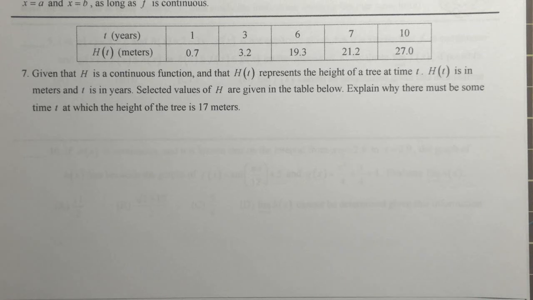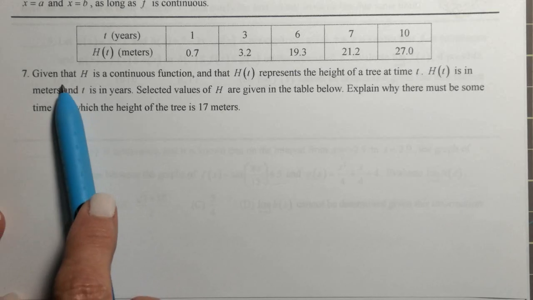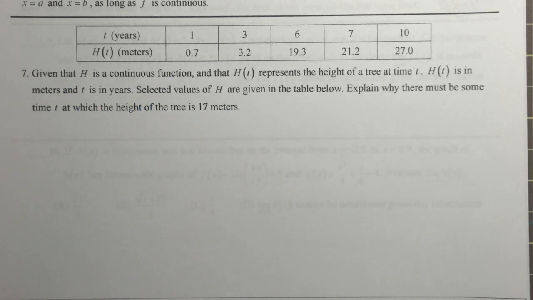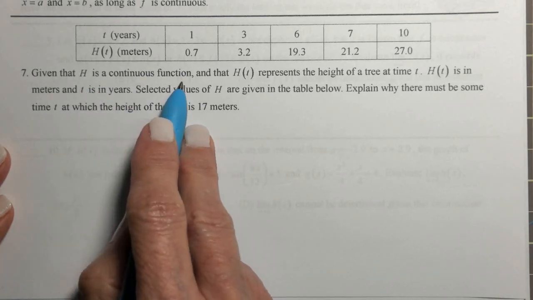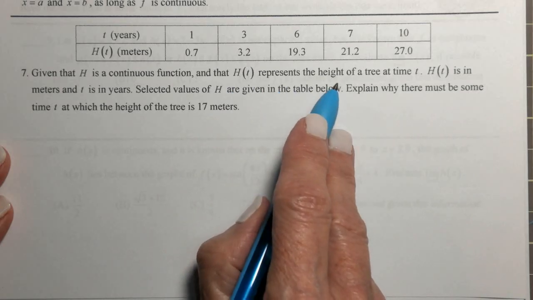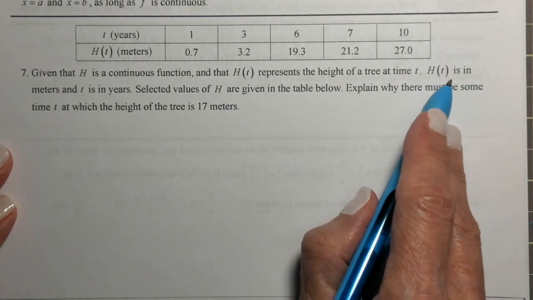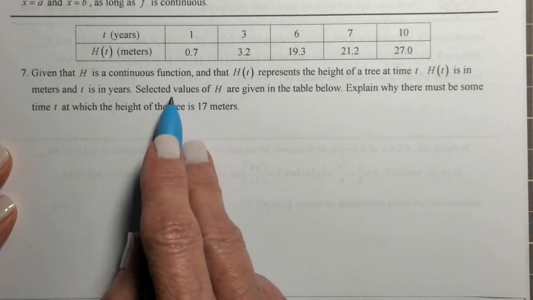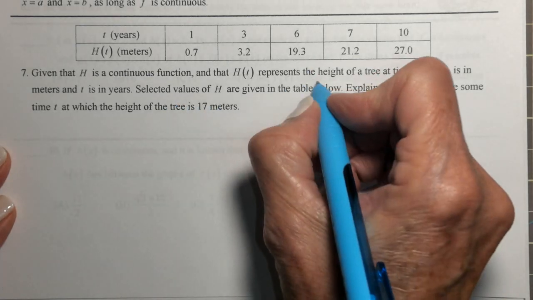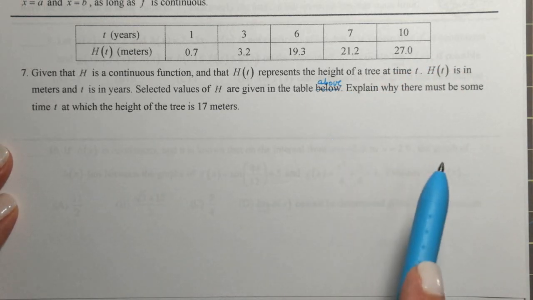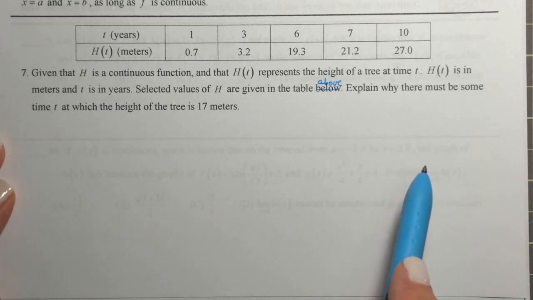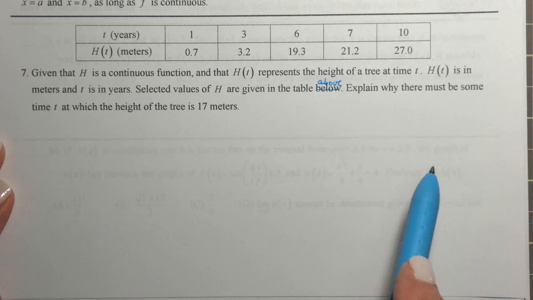The most common way I think you would see this problem is in an FRQ, where you're given a table of values, okay? And they give you information at the start of the problem. So we are given that h is continuous here, and that h represents the height of the tree at time t. H of t is in meters and t is in years. Selected values of h are given in the table above. Explain why there must be some time t at which the height of the tree is 17 meters.